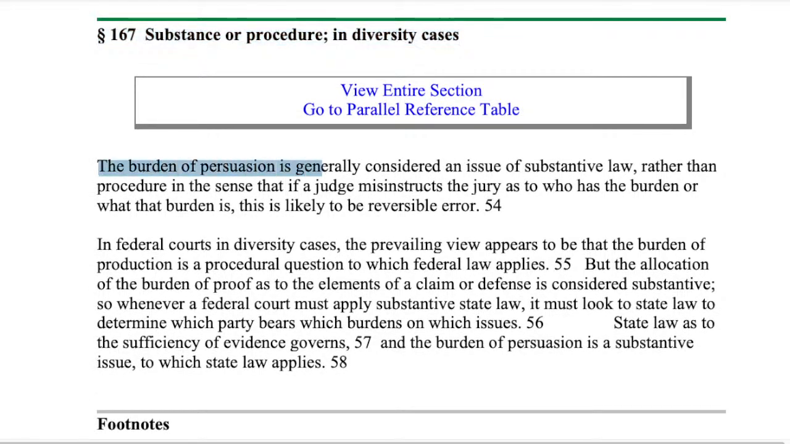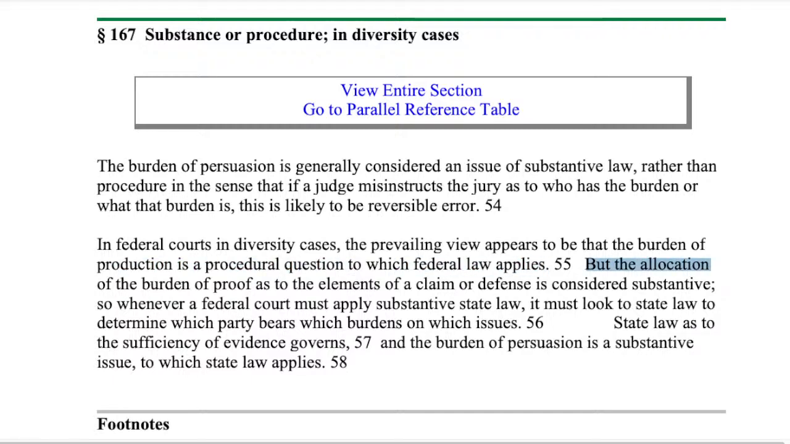The burden of persuasion is generally considered an issue of substantive law rather than procedure, in the sense that if a judge misinstructs the jury as to who has the burden or what that burden is, this is likely to be a reversible error. In federal courts in diversity cases, the prevailing view appears to be that the burden of production is a procedural question to which federal law applies.